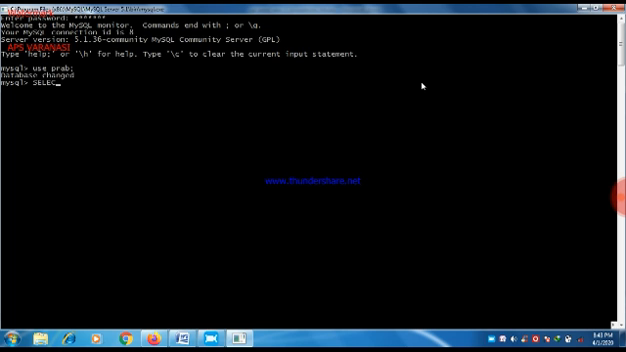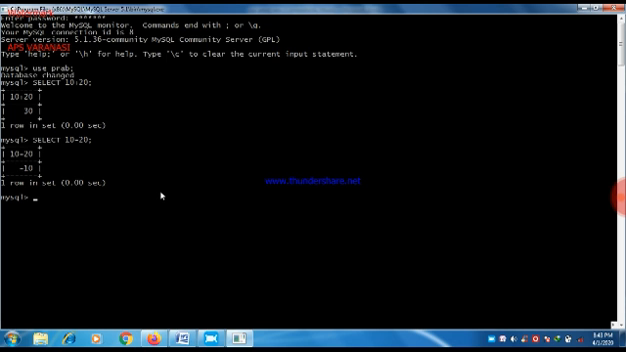First of all, add two numbers. To perform addition of two numbers, we write select 10 plus 20, and terminate it with a semicolon. By using a semicolon, we can terminate a statement. So the result is 30. In a similar way, if you want to subtract these two numbers, write select 10 minus 20, and the result is minus 10.